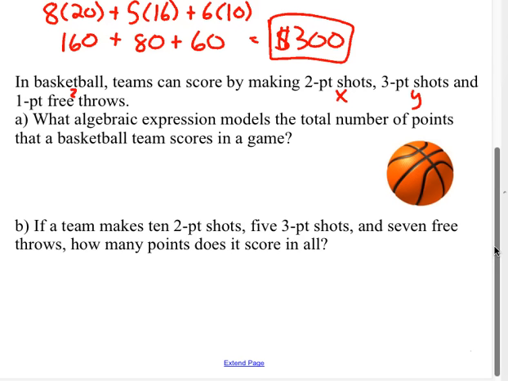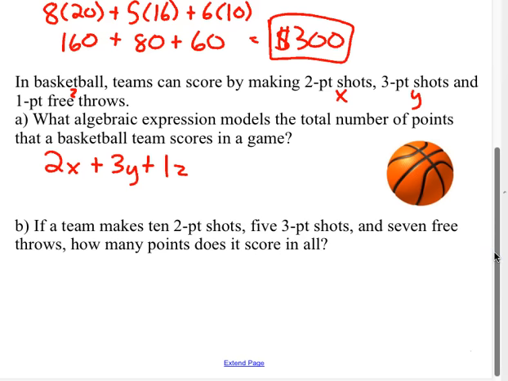So their total score, they're making 2 points for every 2-point shot. They're getting 3 points for every 3-point shot. They're getting 1 point for every free throw shot. So this actually looks very similar to what we just did for the first one, right?